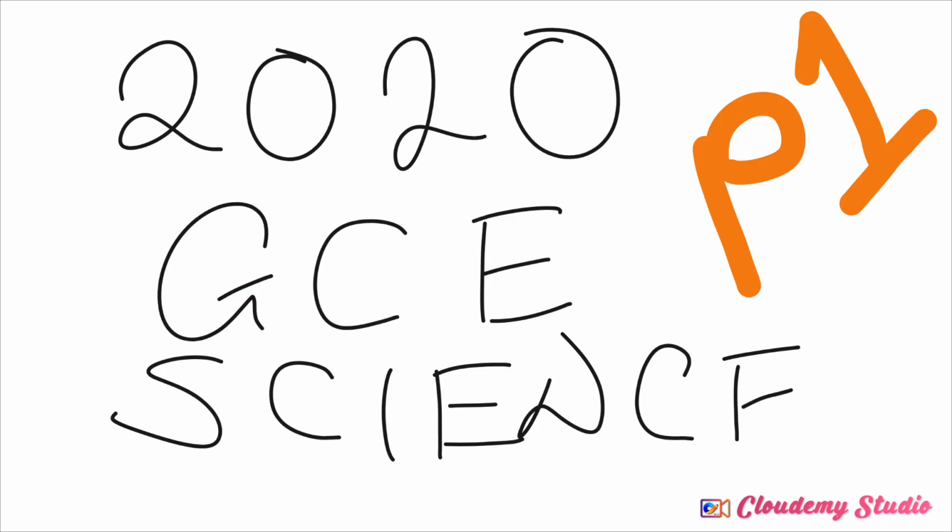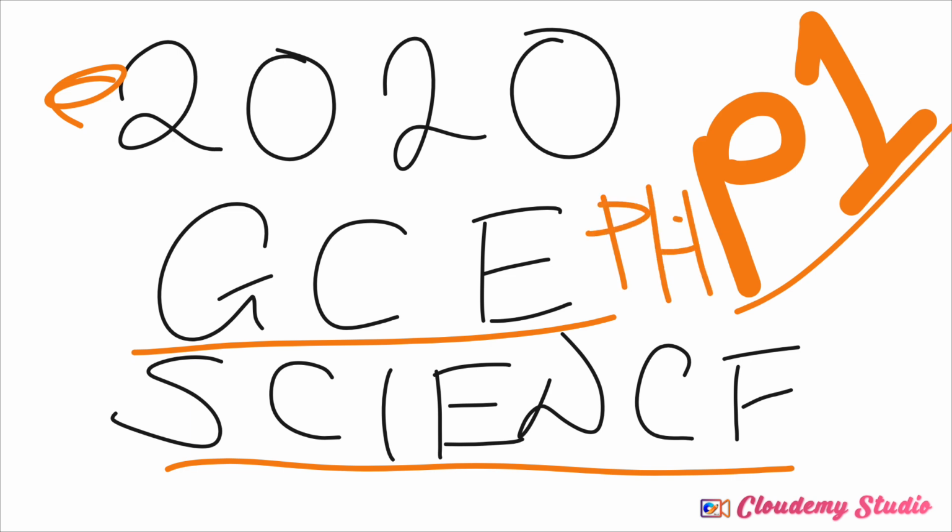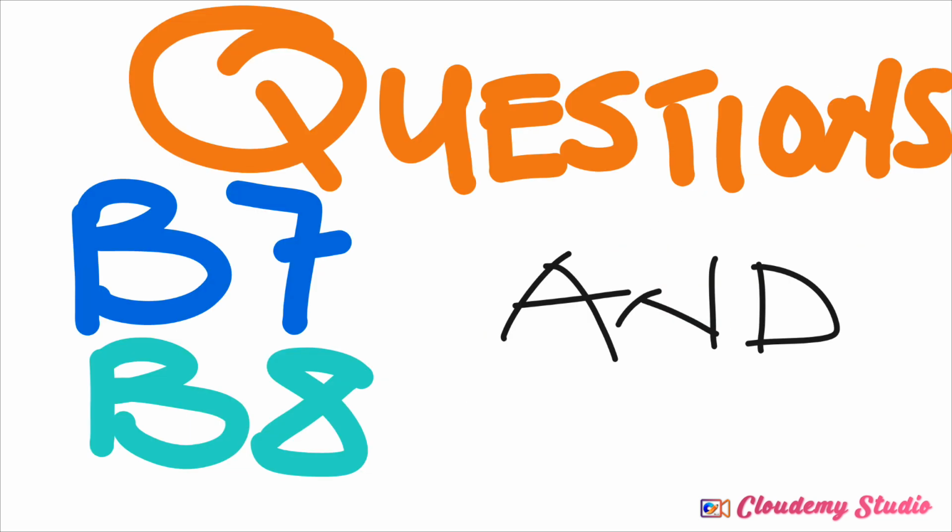Okay, so today we are going to look at 2020 GCE paper 1. That is science paper 1. This is physics. That's the one we are going to deal with today, and we are going to solve questions B7 and B8. These are the ones we are going to solve. So let's start.